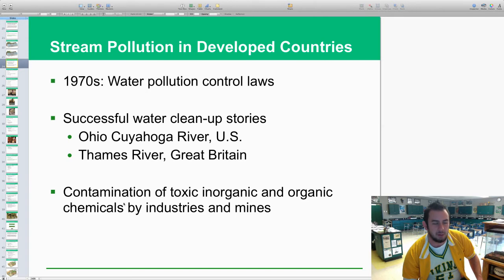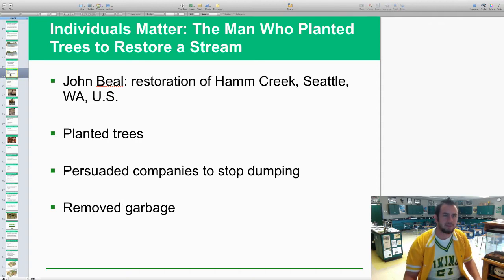We see a lot of that because we are developed and we have industry. We see a lot of that happening in developed countries. One individual mattered.